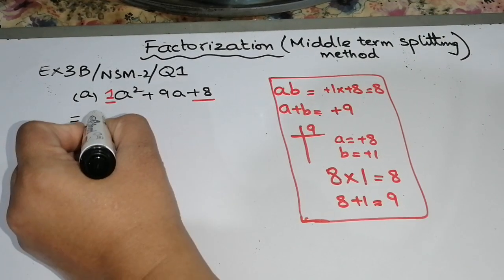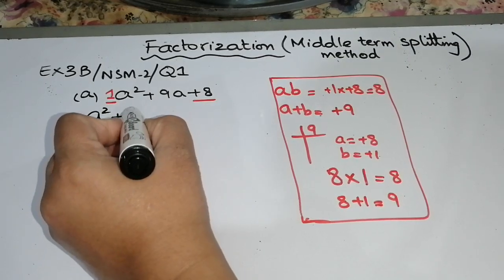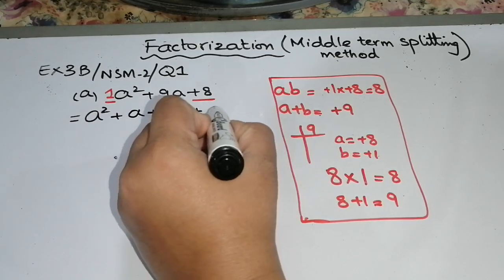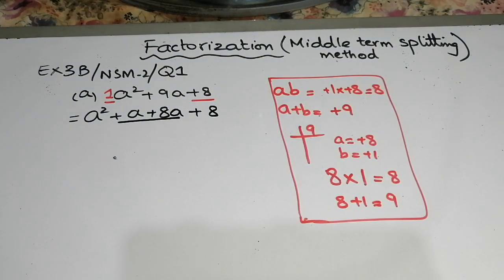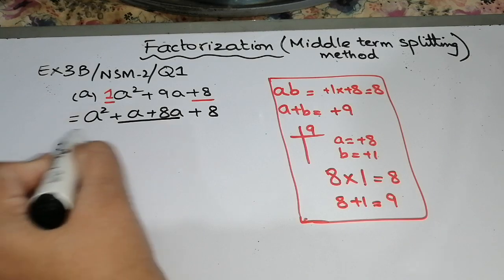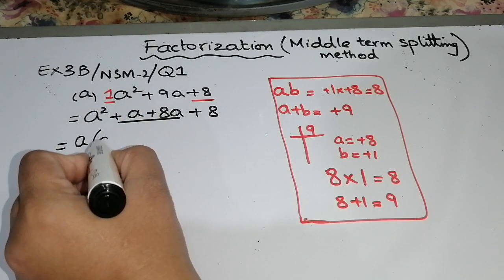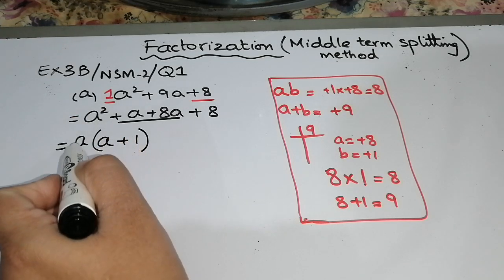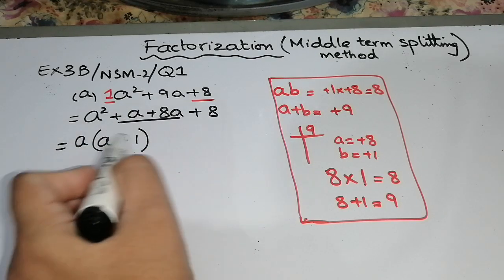I know now that I can split this middle term into plus A plus 8A. This is the splitted term now, because plus 1A plus 8A is plus 9A. Now I have to take common from the first two terms. A is common. Inside it will be A plus 1. From A square, A is gone, so A is left, plus this A is also gone outside, so there is 1 left.